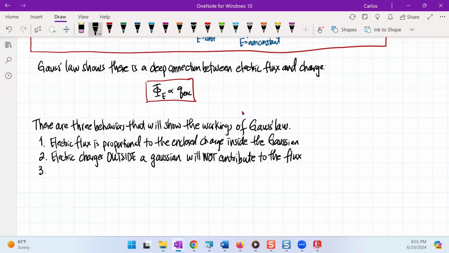3. Electric flux is independent of size and shape of the Gaussian.